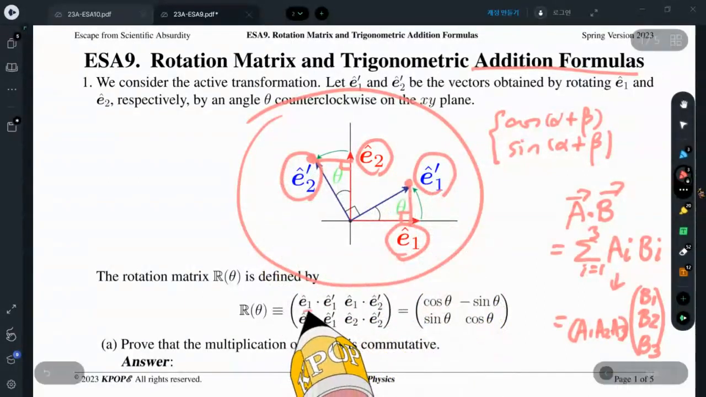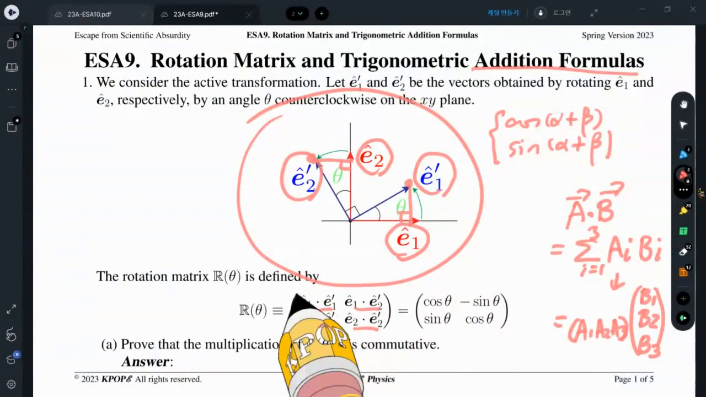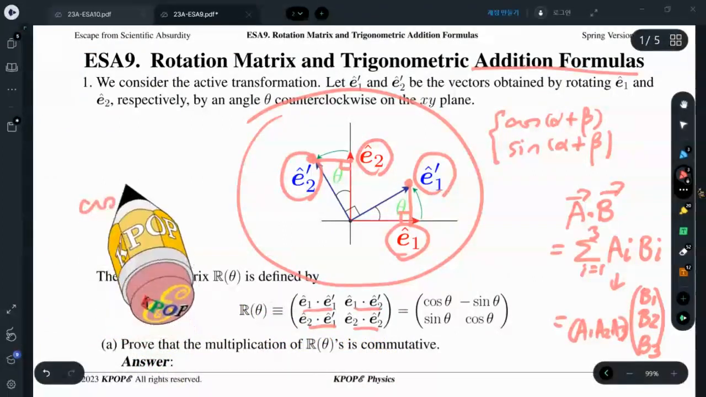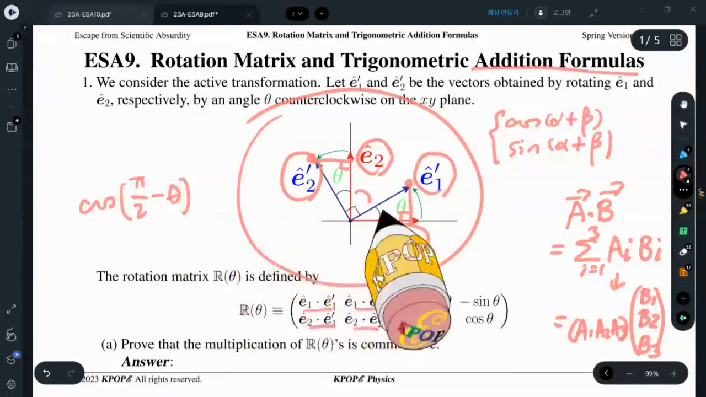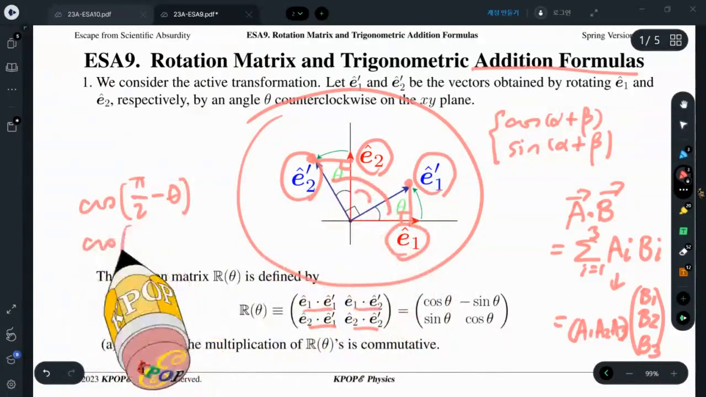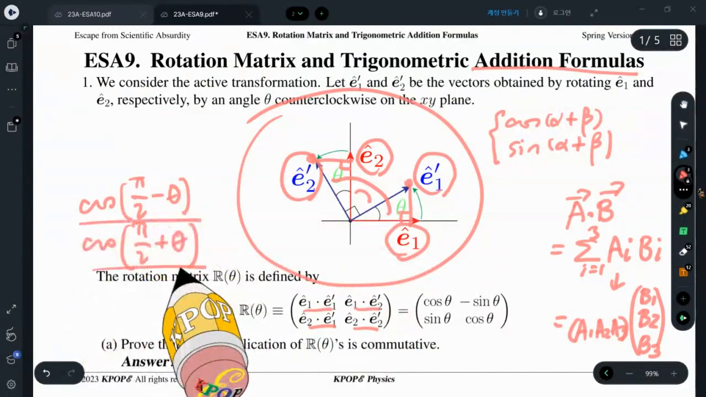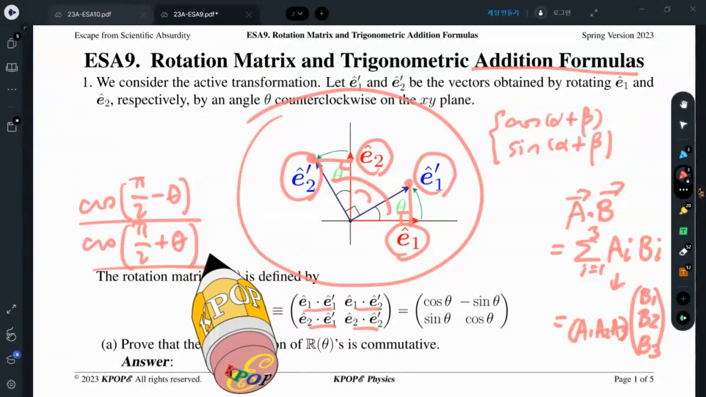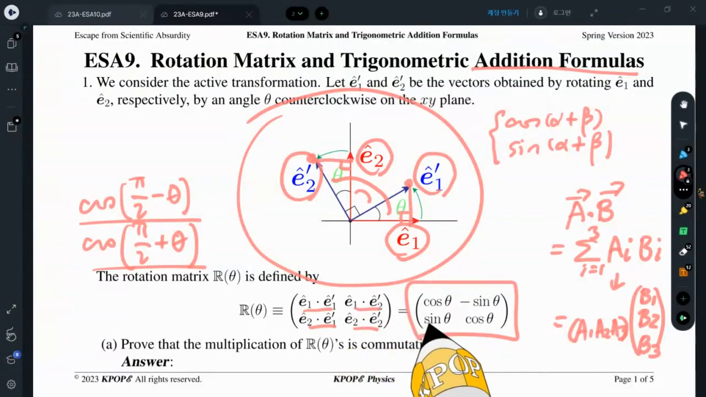I can compute these scalar products as cosines because cosine here, this is cosine of half of pi minus theta, and this one is cosine of half of pi plus theta. Everything can be expressed in terms of sine and minus sine. As a result, we have obtained the rotation matrix in 2 dimensions. It is interesting that the rotation matrix in 2 dimensions is commutative.